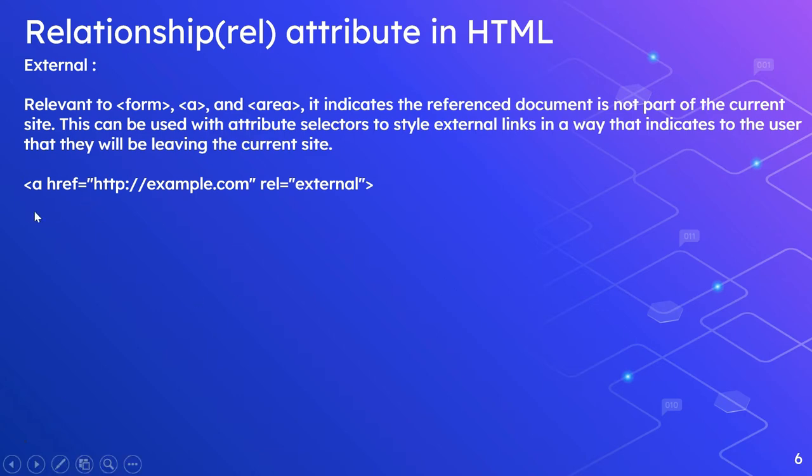So here, we are saying this is the href example.com. This is external to the current site, so we are saying the relationship equal to external. Then you can write your own logic. For whatever links are enabled with this external relationship, you can apply specific logic. Maybe you can display a pop-up or some message to the users. Let's move on to the next one.